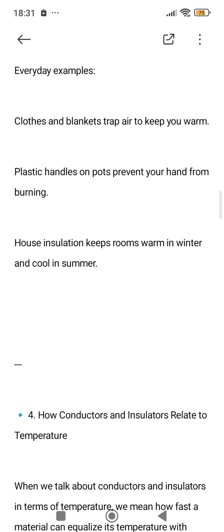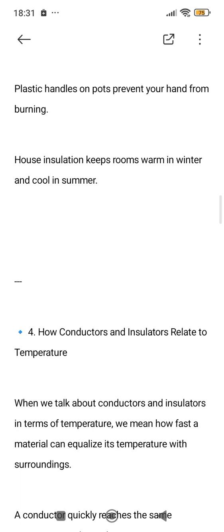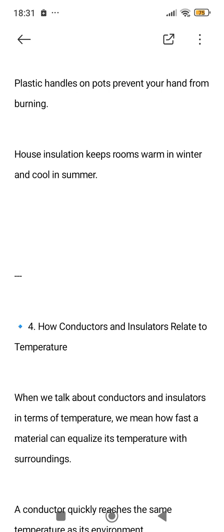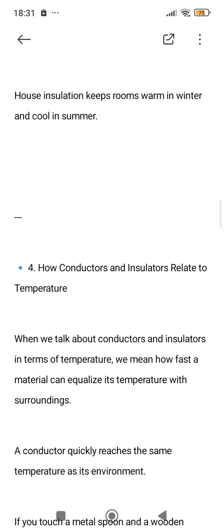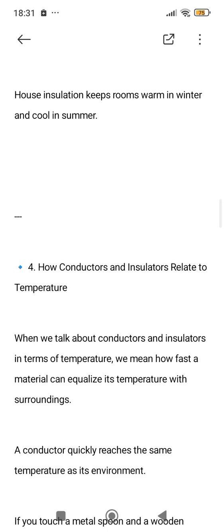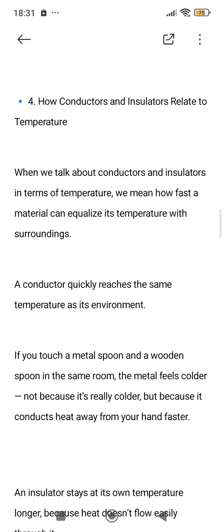Everyday examples: clothes and blankets trap air to keep you warm. Plastic handles and pots prevent your hand from burning. House insulation keeps rooms warm in winter and cool in summer. Number 4. How conductors and insulators relate to temperature.